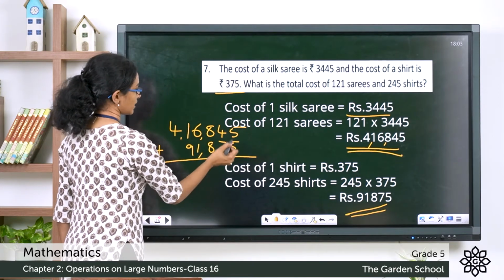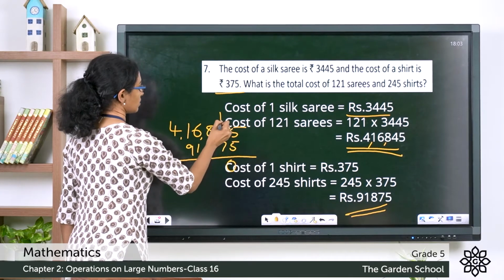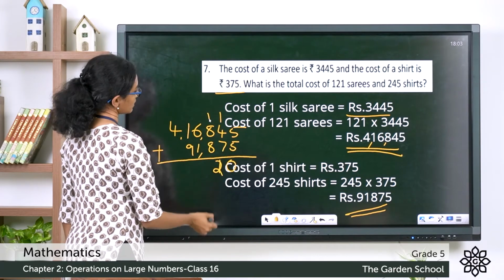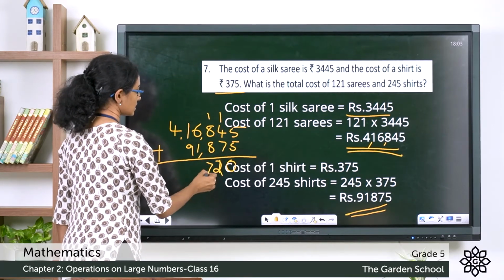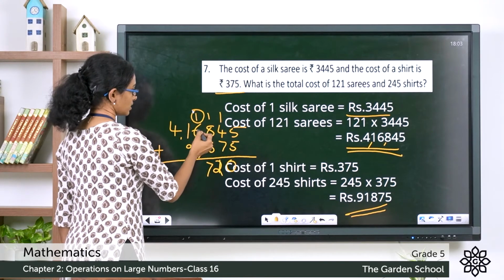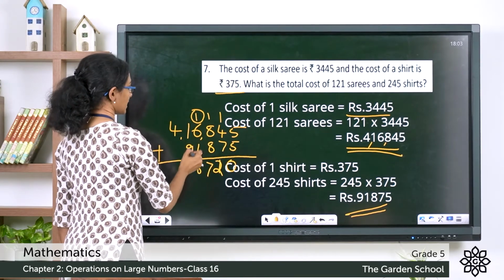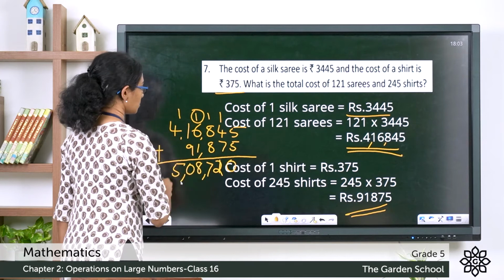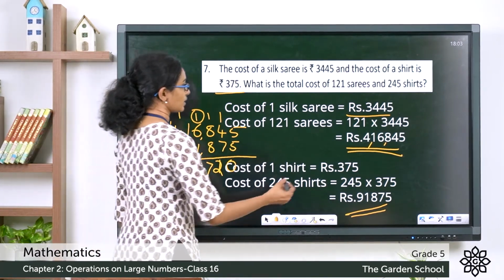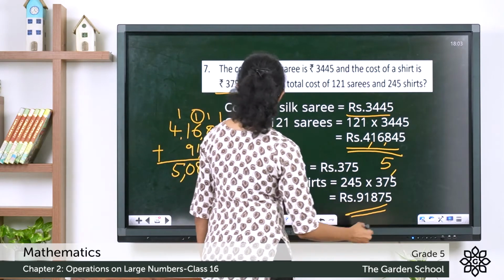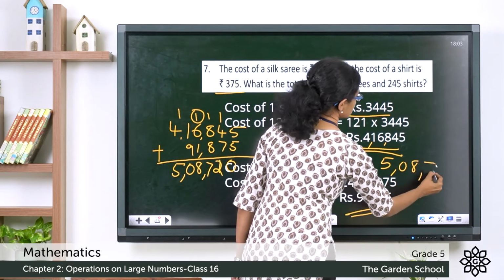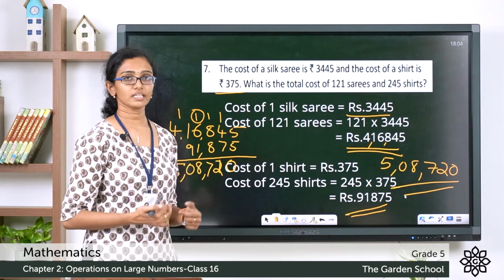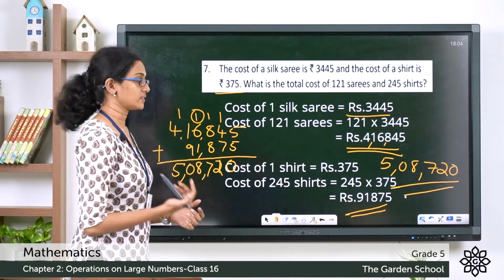91,875. So 5 plus 5 is 10, carry over 1. 7 plus 4 is 11, plus 1 is 12, carry over 1. 8 plus 8 is 16, plus 1 is 17, carry over 1. 6 plus 1 is 7, plus 1 is 8, 9 plus 1 is 10, carry over 1. 4 plus 1 is 5. So what is the total cost of all this? It is 5,08,720. That is the cost of 121 sarees and the 245 shirts together.